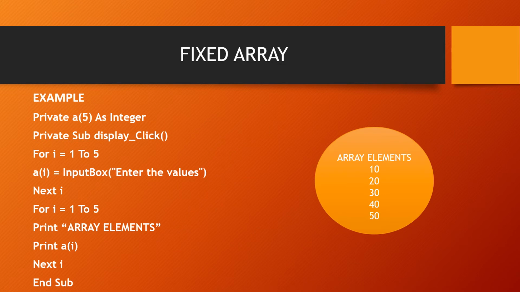Here we have an example for a fixed array. We have declared an array A of size 5 and it has been declared as an integer data type. And here we have a command button display click event. Using a for loop we are getting 5 elements as input from the user. Using an input box we are getting the input and storing it in the array A. Next we have another for loop where we are printing the elements which we have stored in the array using the print statement.